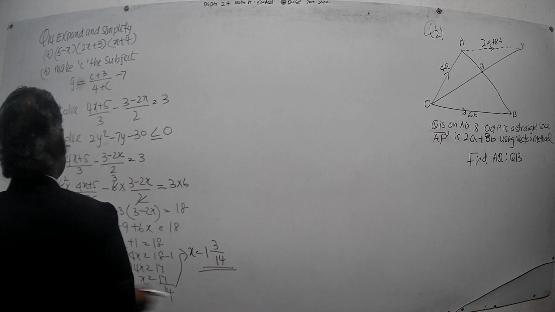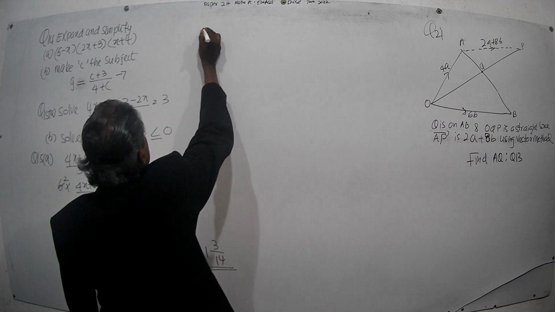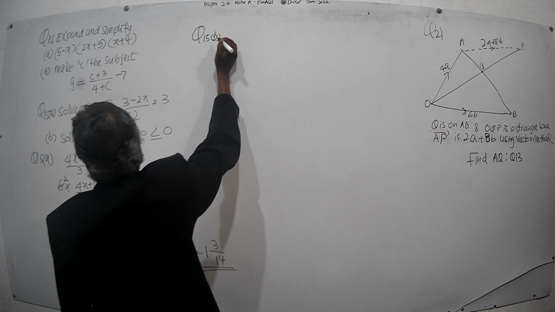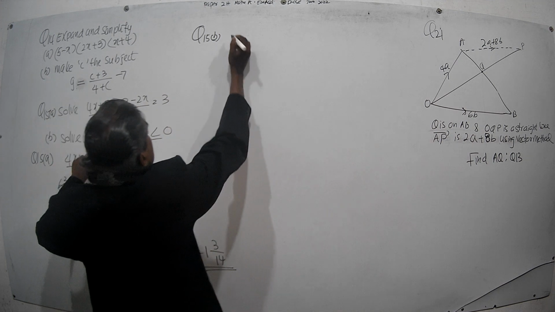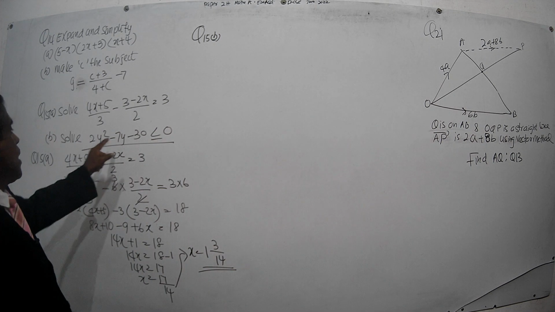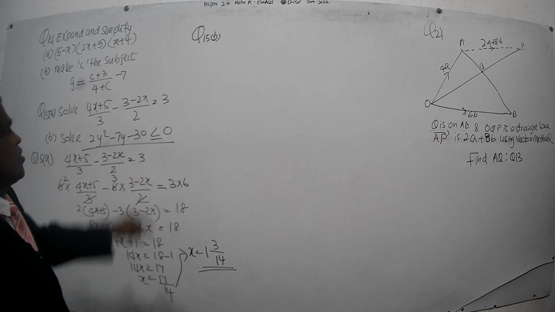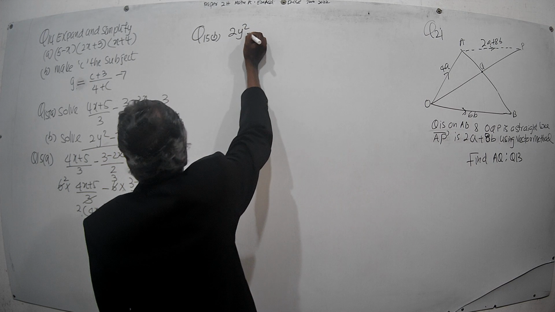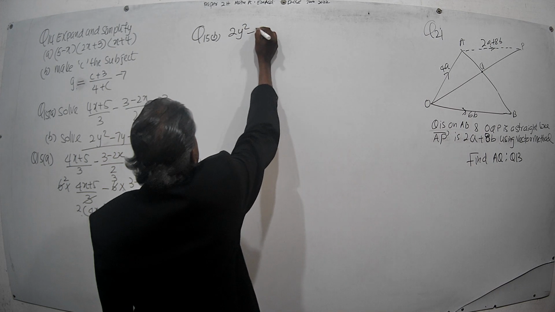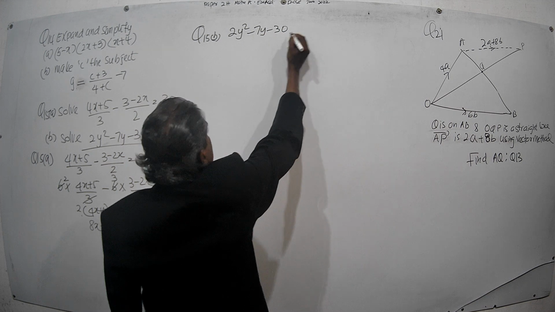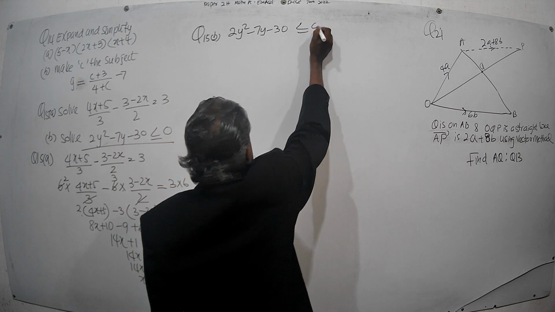Now they ask you to solve part B. Q15 part B. Solve. What is to be solved? This inequality. 2y squared minus 7y minus 30 less than or equal to 0.